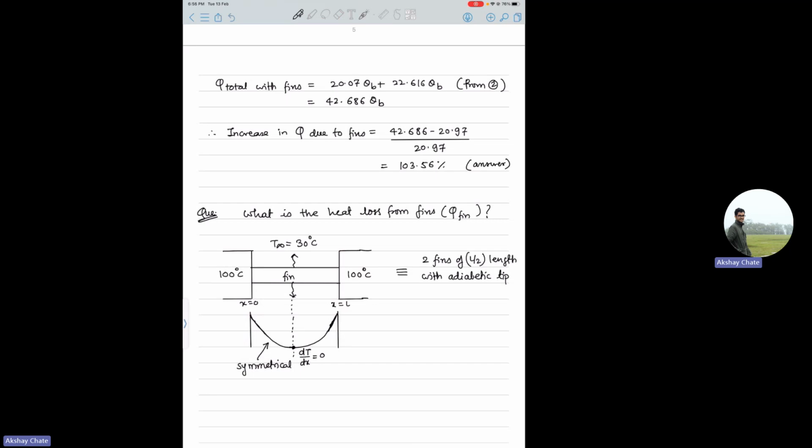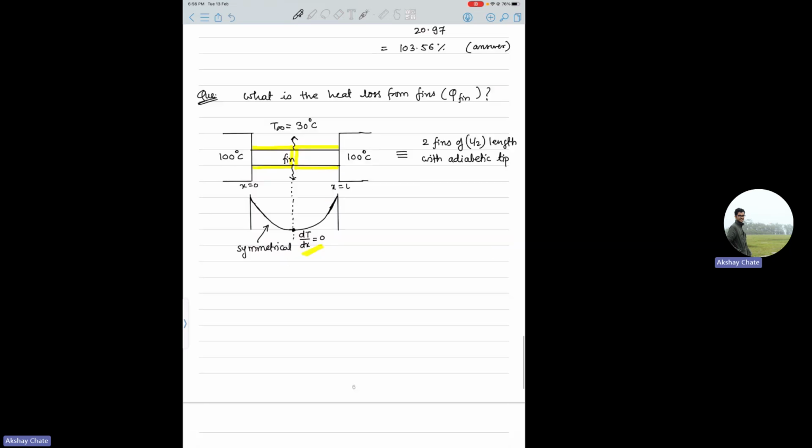So you can consider this fin as two fins of half length. Basically you cut this fin in half, and you take this half as one fin and this half as your other fin. And since dT/dx is 0 at the center, you assume them as adiabatic tips and you calculate. You have to take the length as half of the total length, and you multiply by 2 because there are two fins.